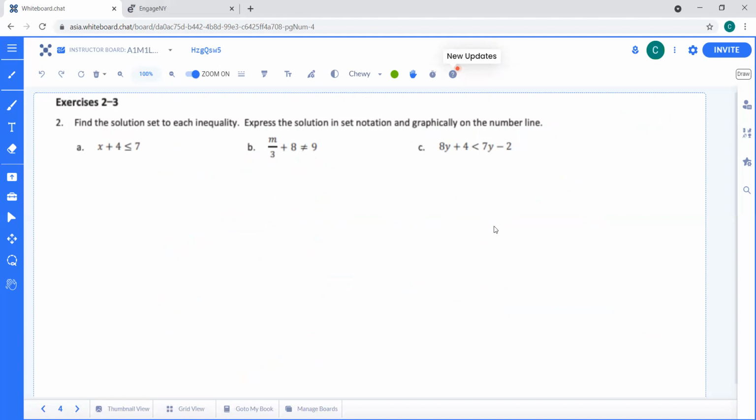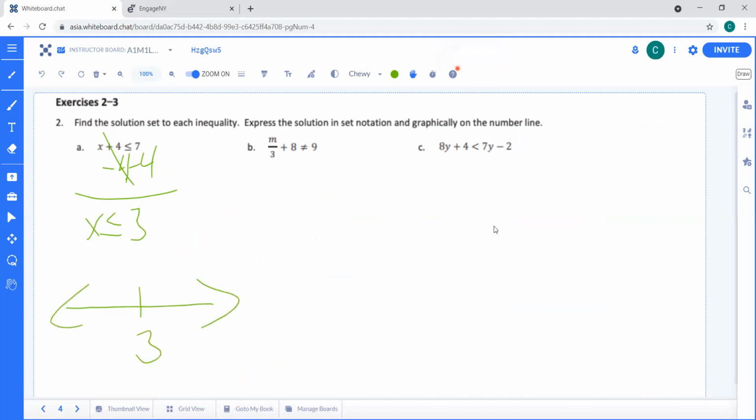All right, so we just solve these. Let's just subtract 4. Those cancel. x is less than or equal to 3. So that's the notation. We do that on a number line. This is or equal to, so we're going to fill that circle in because it can be 3 or anything less than.